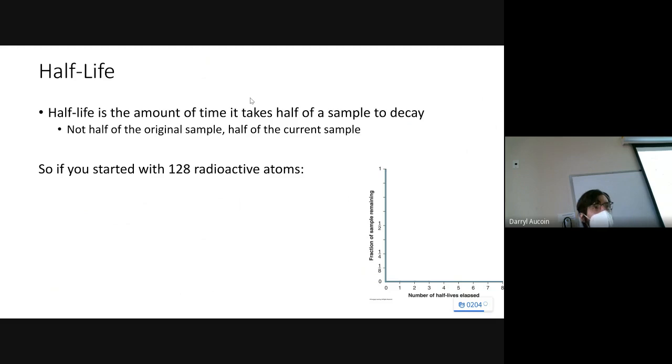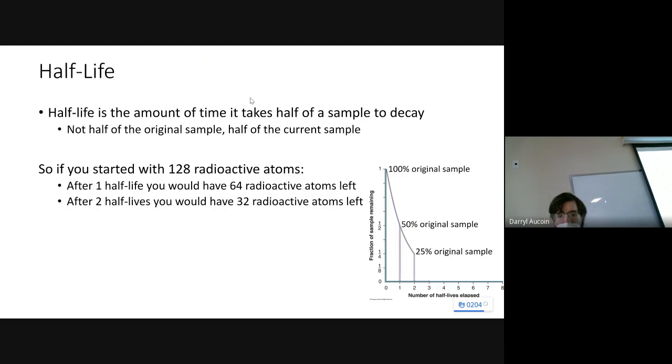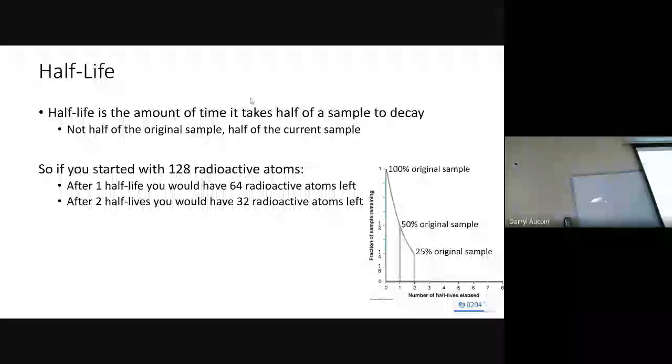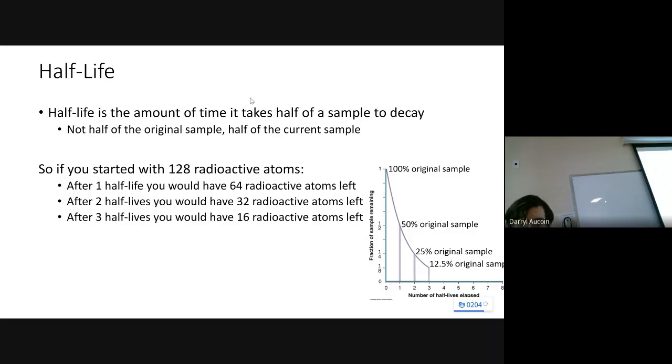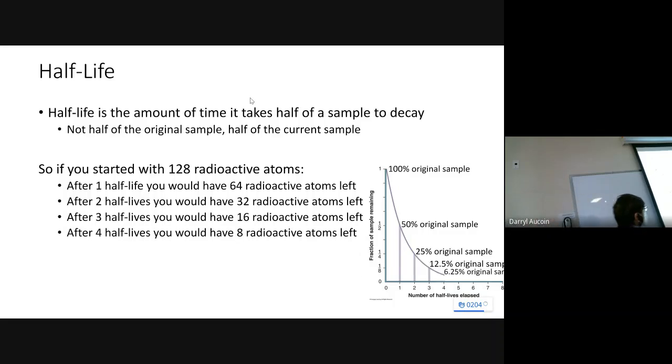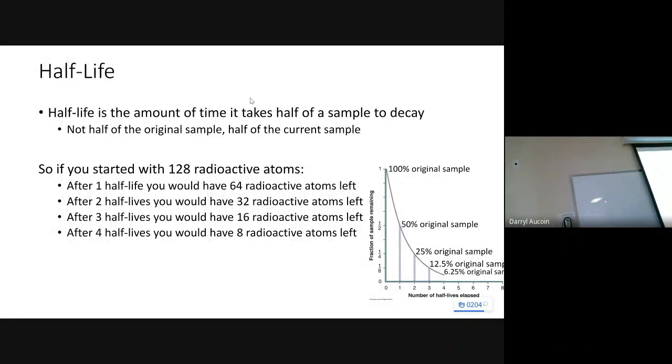So if you had 128 atoms, after one half-life, you're going to have 50% of the atoms gone, 50% of the atoms left. So you'd go from 128 down to 64. If you had 2 half-lives happen, you're going to go from 64 to 32. You're only going to have 25% of that sample left. So after 2 half-lives, you're going to go down by a factor of 4. After 4 half-lives, we're going to go from 128 to 64 to 32 to 16 to 8. And it just keeps going every time.